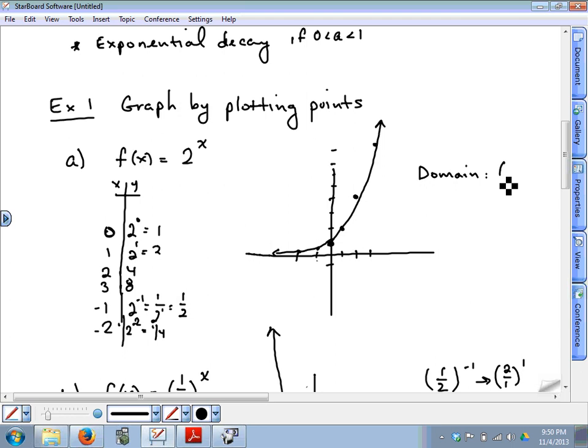So the domain is all real numbers. The range are what are the y values. If you take a look along the y-axis, there are no values of the graph that are less than 0 on the y-axis. But the graph never actually reaches 0 either. So the range is parentheses 0 to infinity. We don't include 0 because you never are going to get a y value of 0 in the y column.